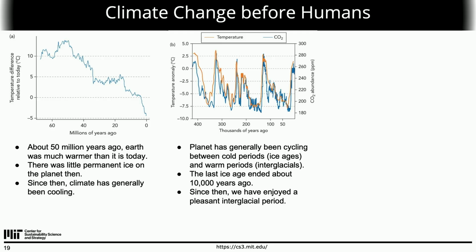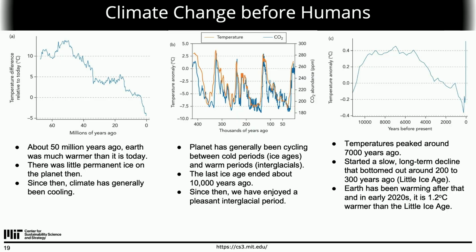And the last ice age ended about 10,000 years ago, and since then, the planet has generally been warming, and we are in a pleasant interglacial period currently. And when we look at thousands of years, like 12,000 years ago, the temperature reached a peak around 7,000 years ago, and then the temperature has generally been reducing. The temperature reduction continued until about 200 years ago, and that is called the Little Ice Age. And after that, the Earth's temperature has been increasing.